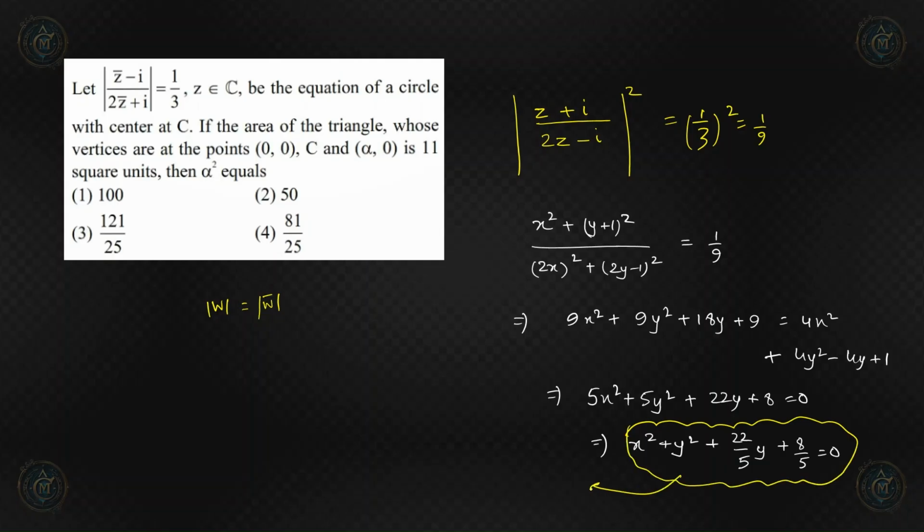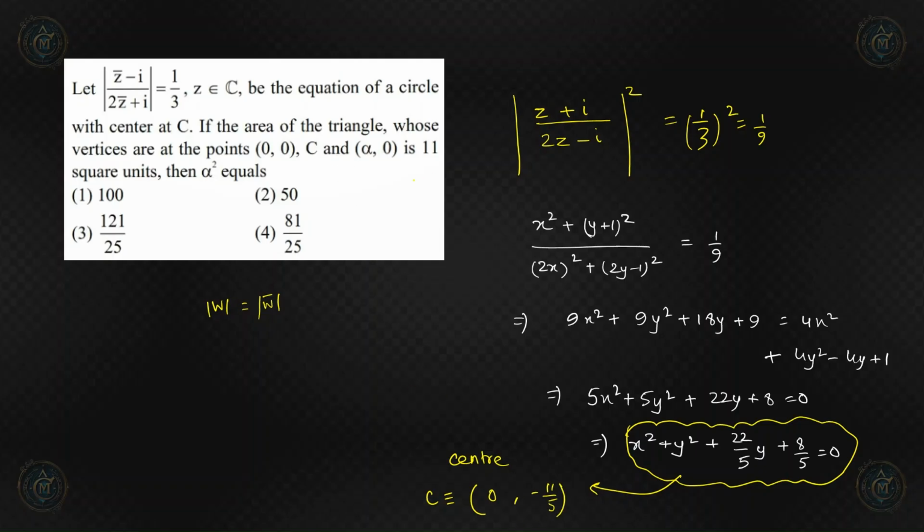So now the center C will be (0, minus 11 by 5). So this is our C.